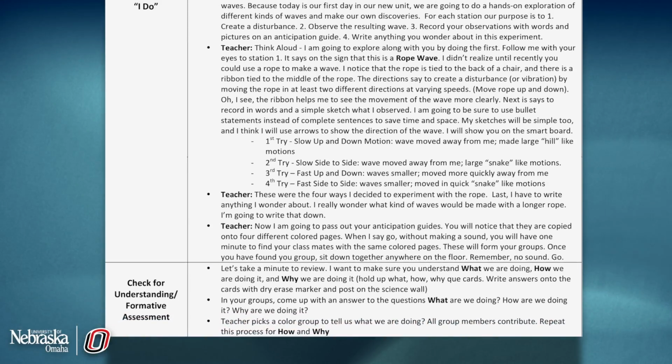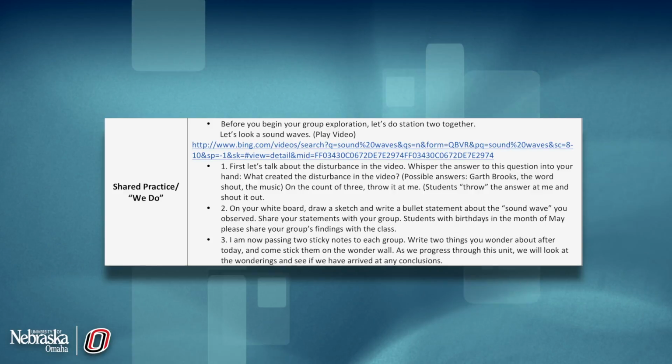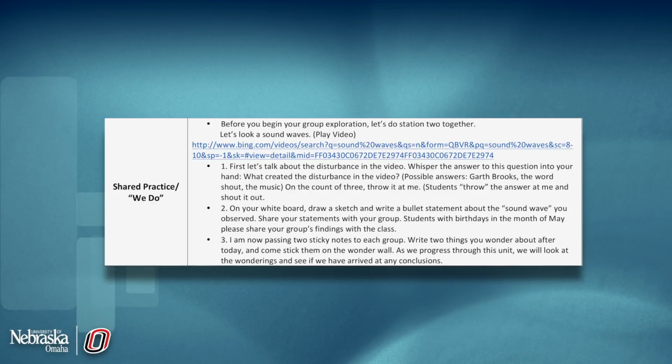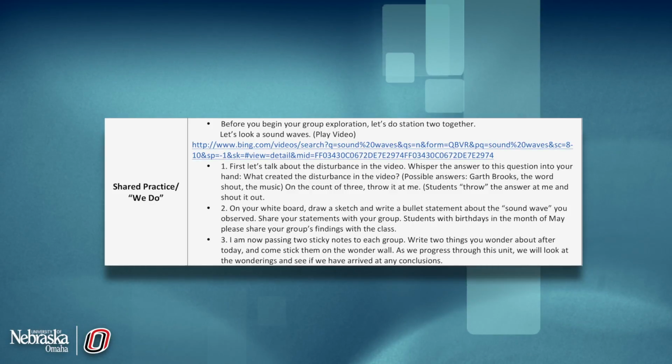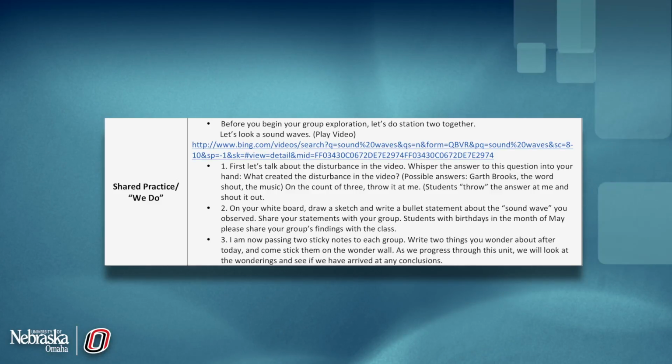The checking for understanding is just your way of making sure students are on the right track for the learning task ahead. Notice the quick check in this lesson. The shared practice, or we do section, is one more chance to model the lesson with lots of opportunity for student response. In this lesson, the class does an exploration station together, reviewing the process and expectations along the way.